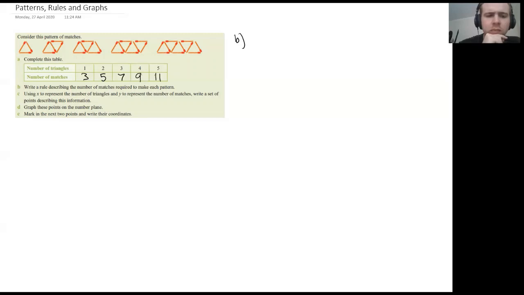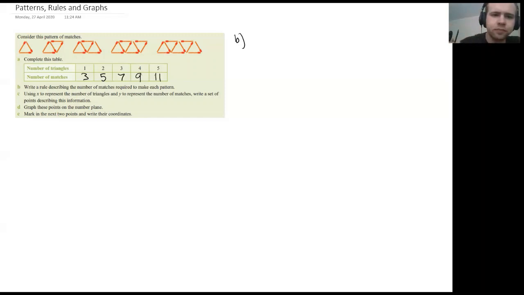Okay, but also the starting one is twice the number of triangles plus 1. So it's increasing by 2. We're doubling each time here, but we're going up by 1 here. So it seems the amount that the number of matches is increasing is twice as much as the number of triangles is increasing. But there's also some kind of difference. We've got to add 1 as well.